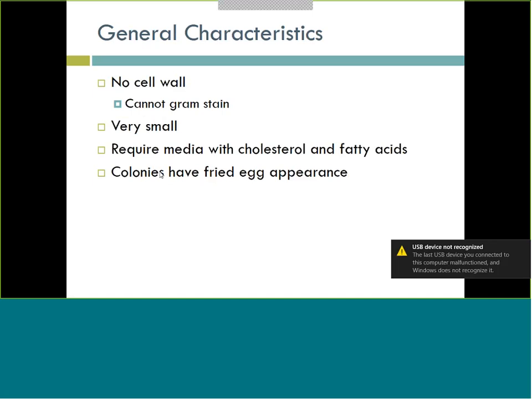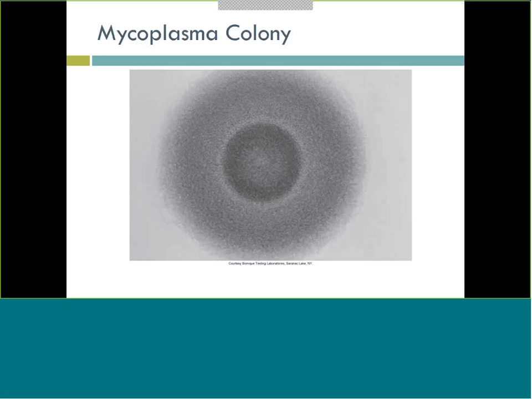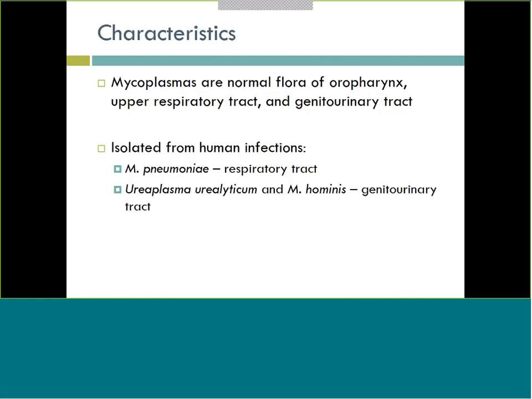And then when they do grow, their colonies tend to give a fried egg appearance. So that's kind of what the fried egg is supposed to look like. So in the middle where it's darker, it was supposed to be the yolk. All right, so mycoplasmas are normal flora in our body. They're found in the oropharynx, upper respiratory, genitourinary tract. So you can get infections with these in those same areas if they have the opportunity to thrive and take advantage, and then they can cause disease, but overall they're just mostly normal flora.